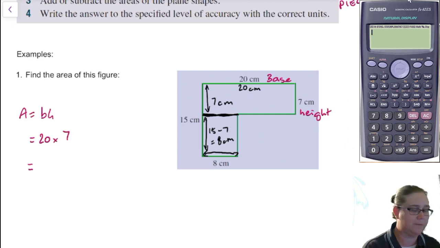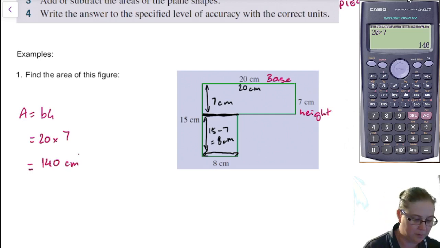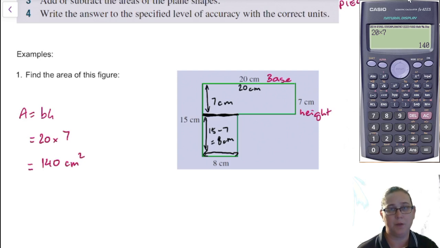We're going to have 20 times 7. We get our 140. Now this is area, so we want our units, which is centimeters squared. Okay, unit is centimeters squared. So now we have that rectangle sorted. Now we need to do the square part.